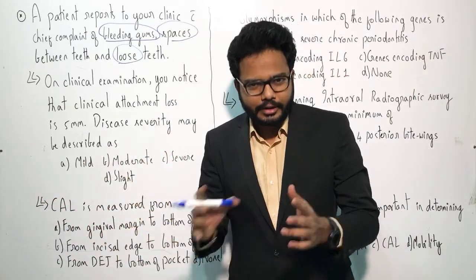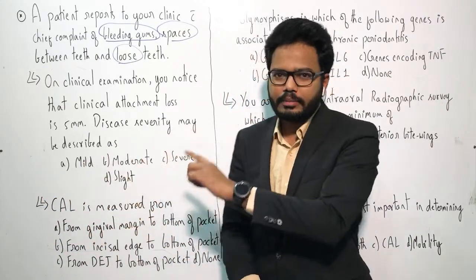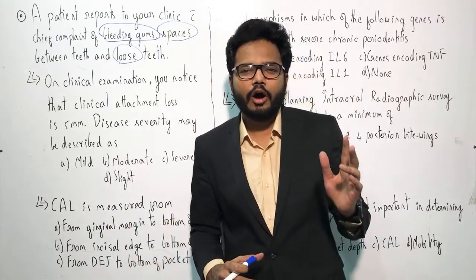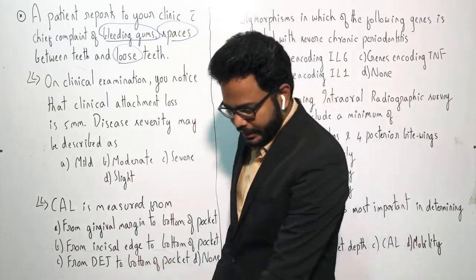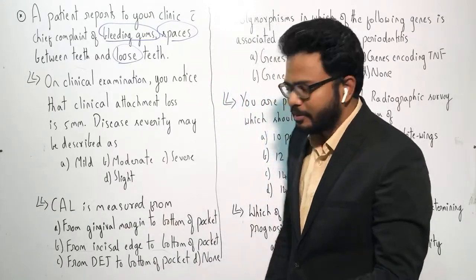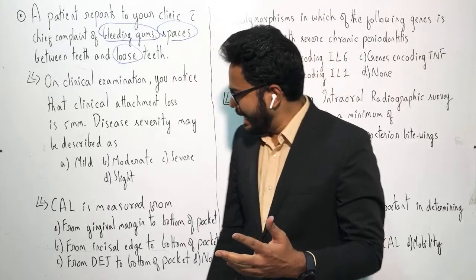So it's a periodontal disease, even though I haven't mentioned the term periodontal. So I'm telling you now, it's a periodontal disease. So how do you categorize it, based on the given keywords? Is it mild, moderate, severe, or slight?